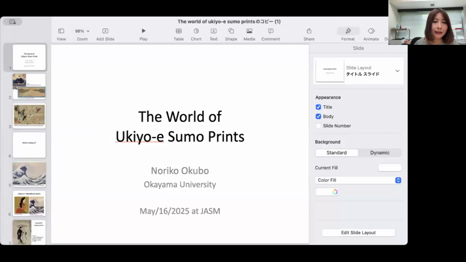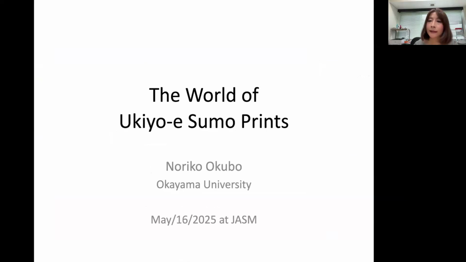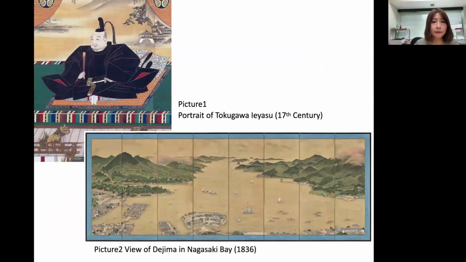First, let's talk a little about the historical background of ukiyo-e. The next slide, please. Paintings in Japan have long been intended for high-class people, such as the emperor, nobles, and political warriors. The Edo period, 1603 to 1867, which I will discuss today, also corresponds to the samurai period.